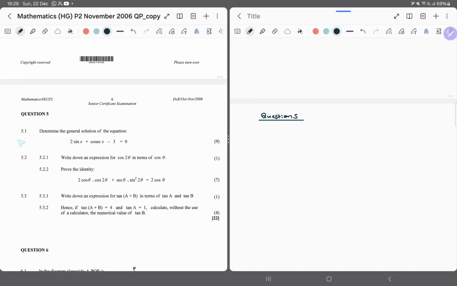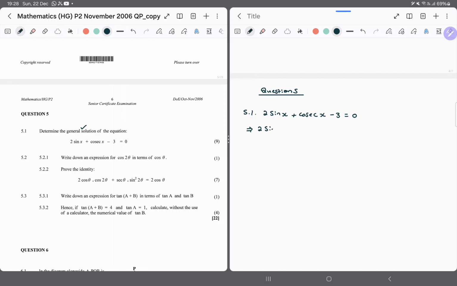Now question 5, we are to determine the general solution of that equation. So that's not a problem. A very simple question. Question 5, we have 2 sine x plus cosec x minus 3 is equal to 0. So what are we going to do? Well, our 3-step approach, guys.